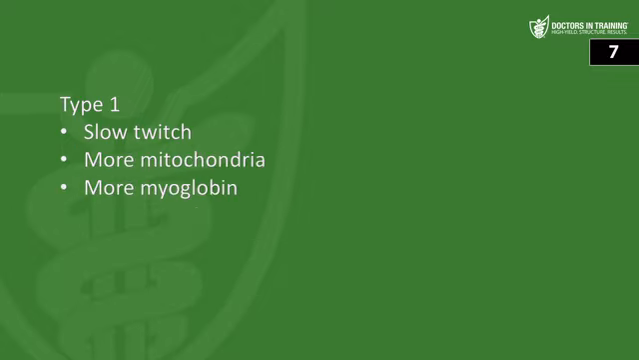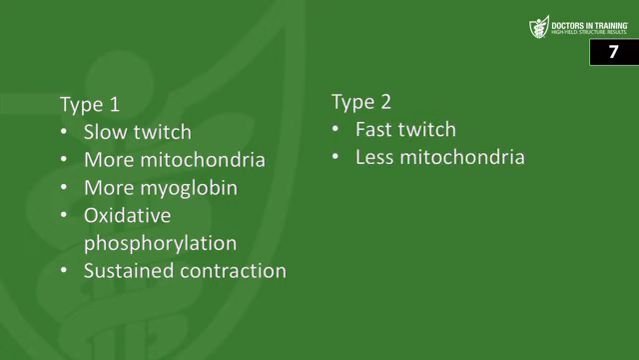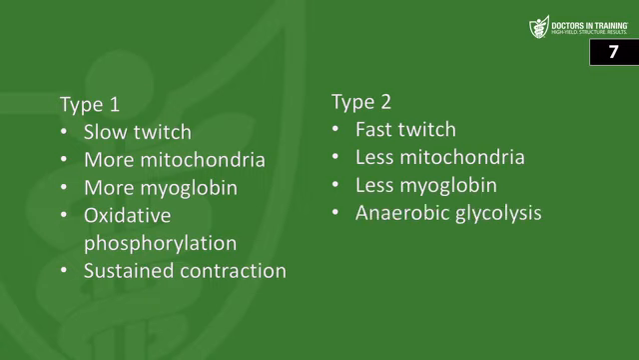Next, what are the differences between type 1 and type 2 muscle fibers? Remember, type 1 muscle is called slow twitch muscle, and this tends to be your red, darker muscle because of more mitochondria and myoglobin. They participate in a lot of oxidative phosphorylation, and these muscles are great at sustained contraction. Type 2 muscle fibers are the fast twitch muscles. They are less red because they have less mitochondria and myoglobin. They do a lot of anaerobic glycolysis.